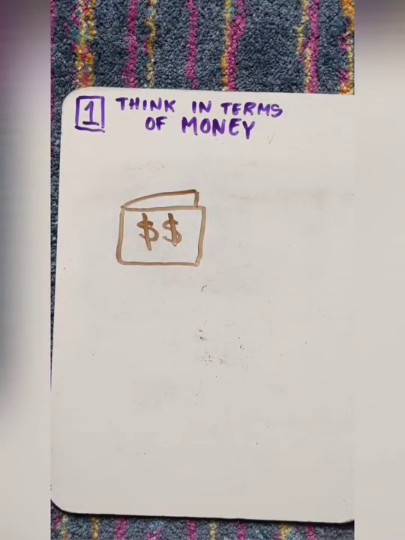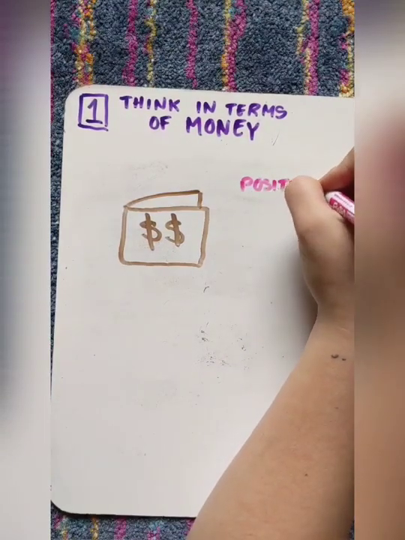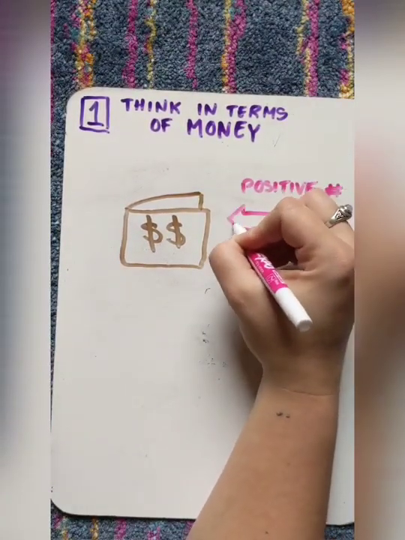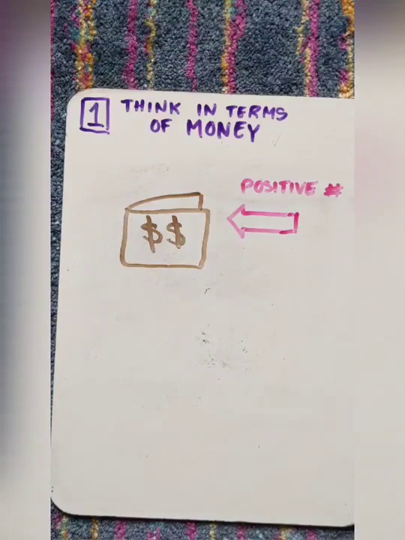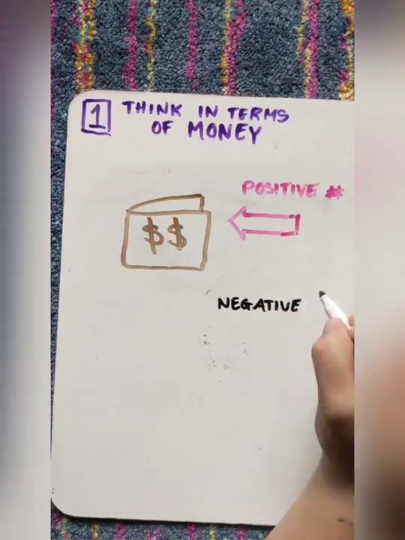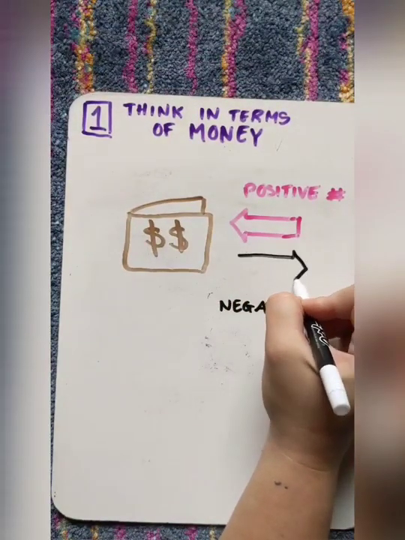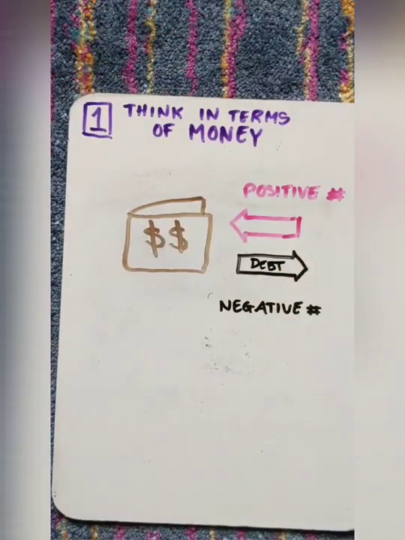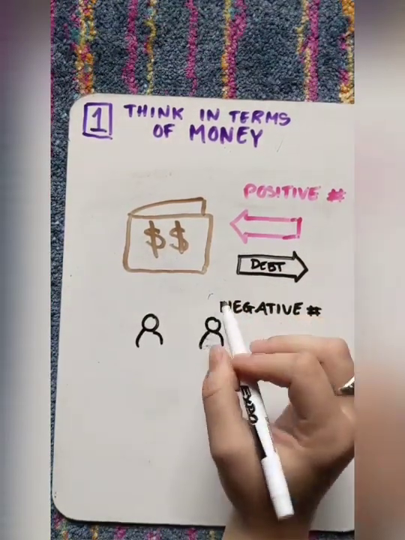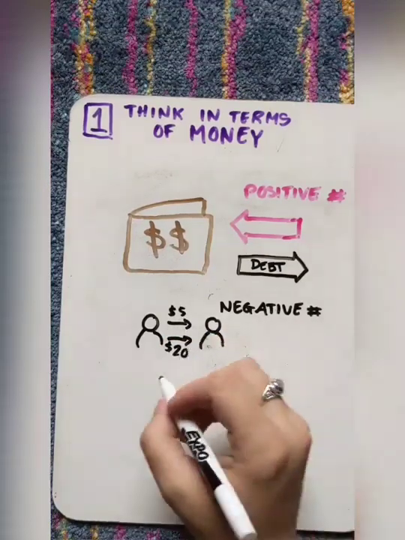When thinking about numbers as money, consider positive numbers as money you have or get, and negative numbers as debt or money that you owe to somebody else. Since I lent you the money, you consider it debt. -$5 minus $20 equals -$25.